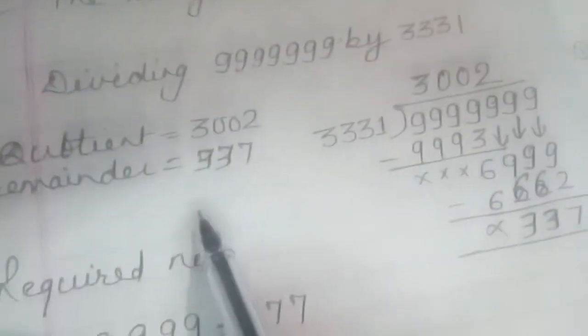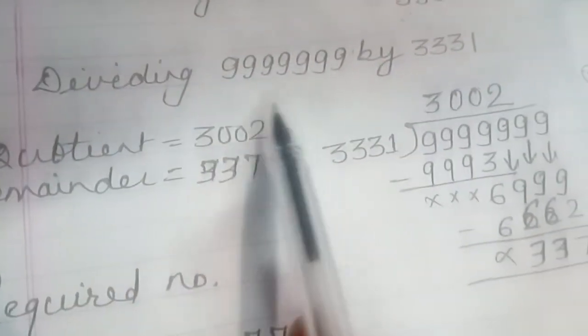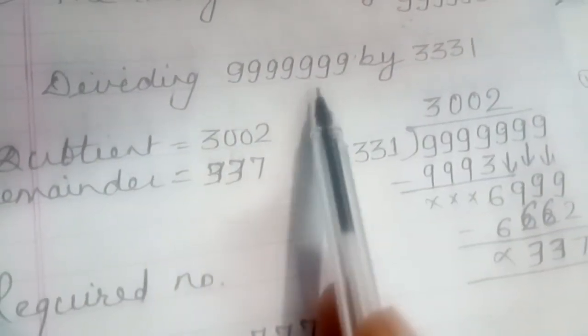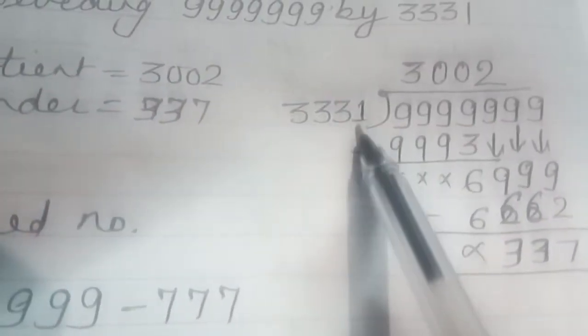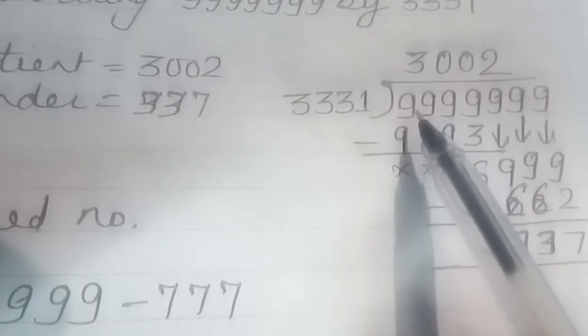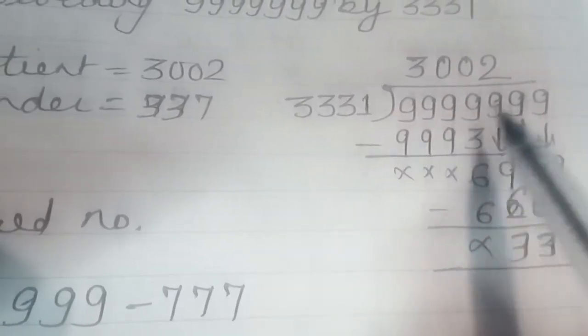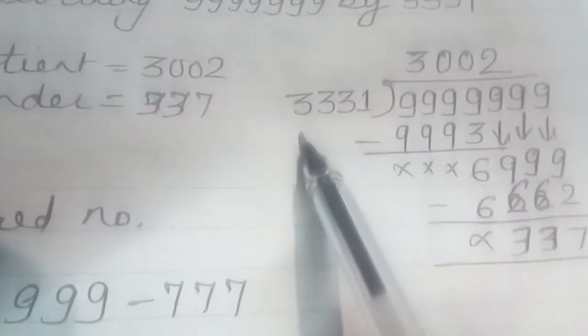So students, here we are going to divide 99,99,999 by 3,331. You can see I have divided here. The divisor is 3,331 and our dividend is 99,99,999. The divisor is a 4-digit number.